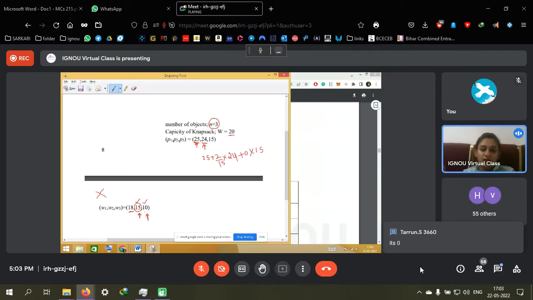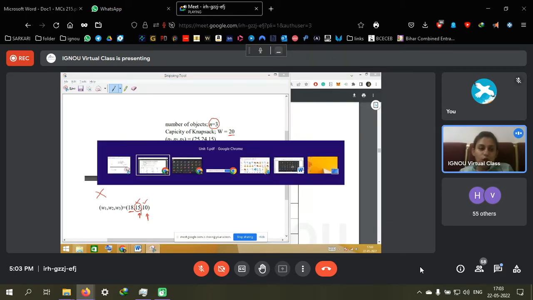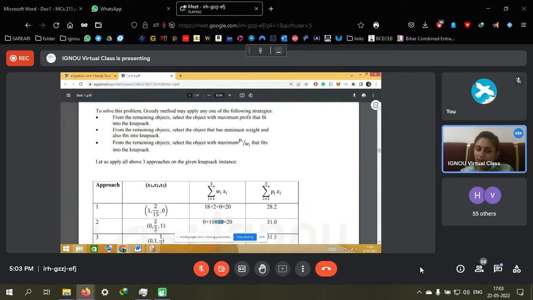Now the minimum weight is 15. I can't take the 15 kg in my knapsack, so I have a remaining capacity of 10. So I will write 10 divided by 15, that is equal to 2 by 3. I can't take the first object because I don't have capacity in my knapsack.